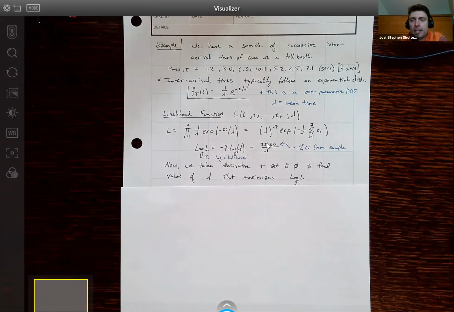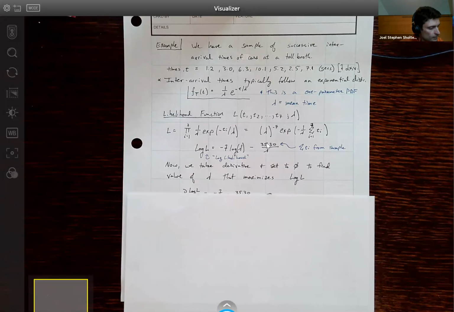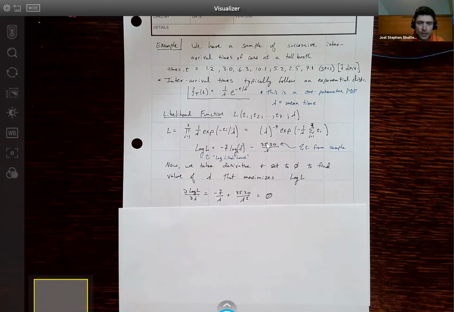So our next step is to take the derivative of the log likelihood function, set that to 0, and then solve for lambda. And this will be the value of lambda that maximizes the log likelihood function. All right, so the derivative of the log likelihood function with respect to lambda, and this is our log likelihood function right here, is going to be negative 7 over lambda.